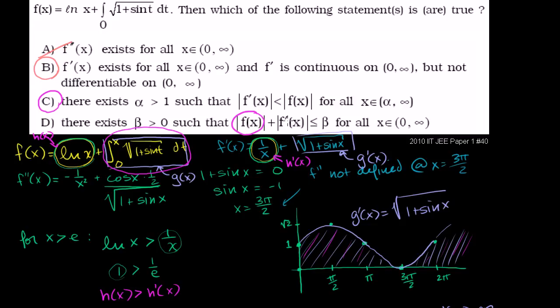F prime of x, well, even there you have to be careful. But f of x is clearly unbounded, so this can't be true. There's not any kind of roof you can put on it. Well, I think you get the general idea. So this is definitely not true. So the answer here is B and C.